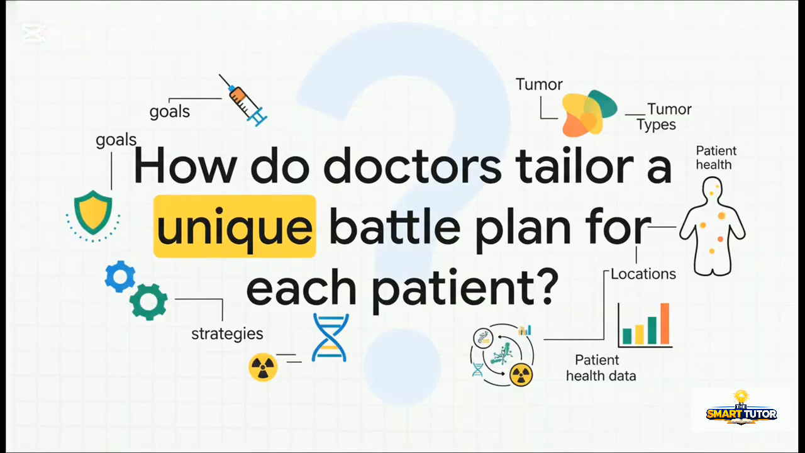And all of this leaves us with one final, kind of mind-blowing question. When you think about everything involved, the type of tumor, where it is, how healthy the patient is, their genetics, all of it, how on earth do doctors take all these pieces and design a completely unique, personalized battle plan for every single person? That right there, that's the heart of modern oncology. It's both a science and an art.